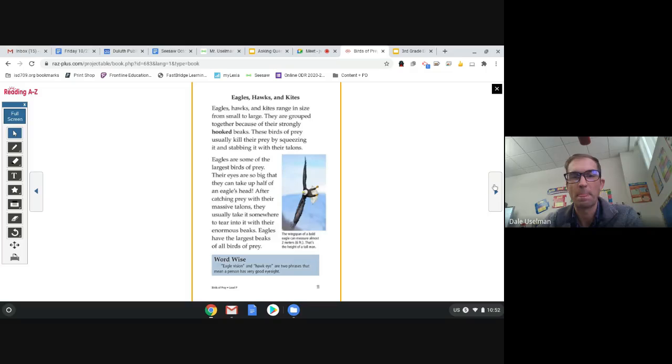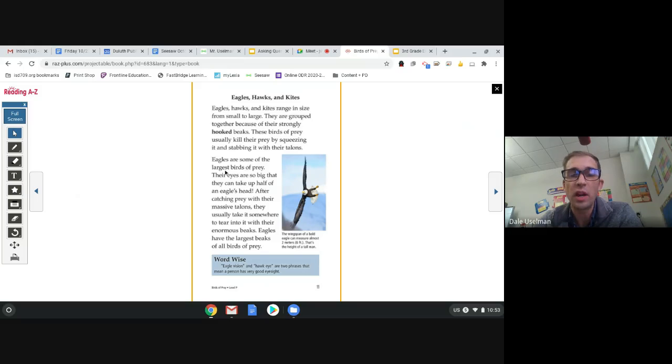Let's keep reading. Eagles, hawks, and kites. Eagles, hawks, and kites range in size from small to large. They are grouped together because of their strongly hooked beaks. So when I read the word hooked, I envision a fishing hook that looks like this. That helps me visualize what those beaks on those birds look like. They're curved. These birds of prey usually kill their prey by squeezing it and stabbing it with their talons. That's different from what we just read about owls and falcons, where we learned that they kill their prey by using their beaks. So there's a difference there.